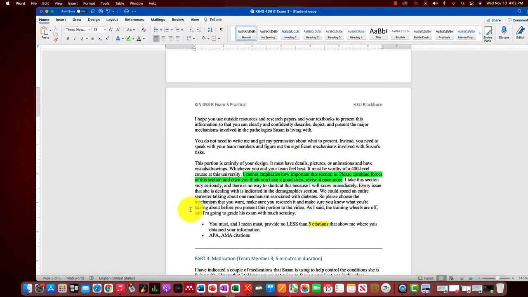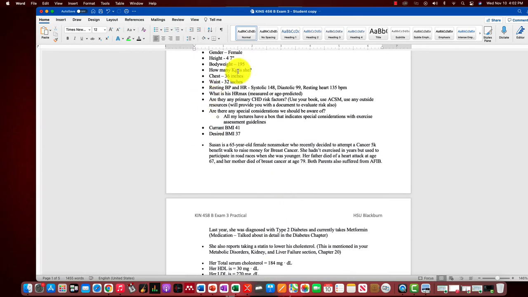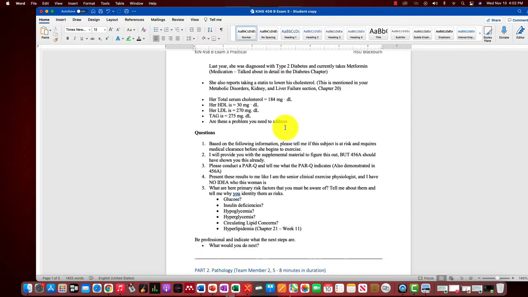I take this section very seriously, and there's no way to shortcut this because I will know immediately. Listen, I've spent 10 years at a hospital in a medical school studying diabetes, so I am going to be very, very on top of it when you present this, so please know that. Every issue that she is dealing with is indicated in the demographic section. I just told you that, right? It's all here. There's lots of stuff here you can play with.